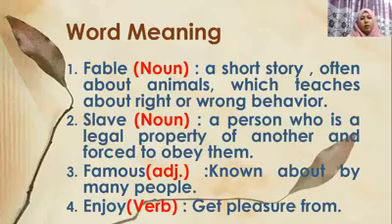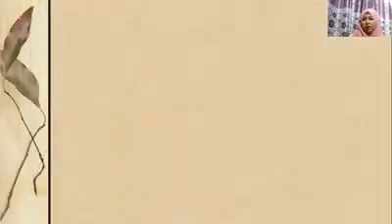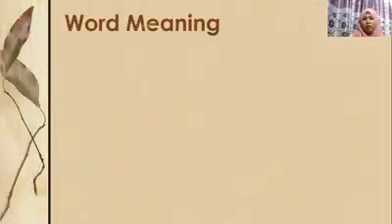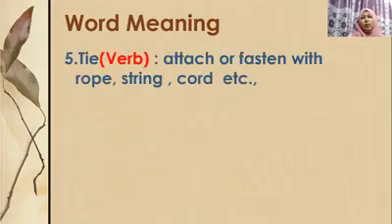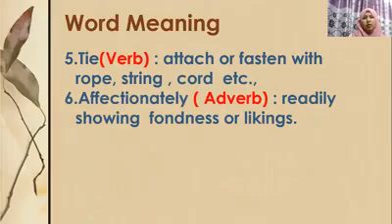So next one is enjoy. Enjoy is a verb. It means get pleasure from. So let's see more words from this lesson. Number 5, tie. Tie is a verb. Tie means attach or fasten with rope, string, cord, etc. Number 6, affectionately, is an adverb. Affectionately means readily showing fondness or liking.